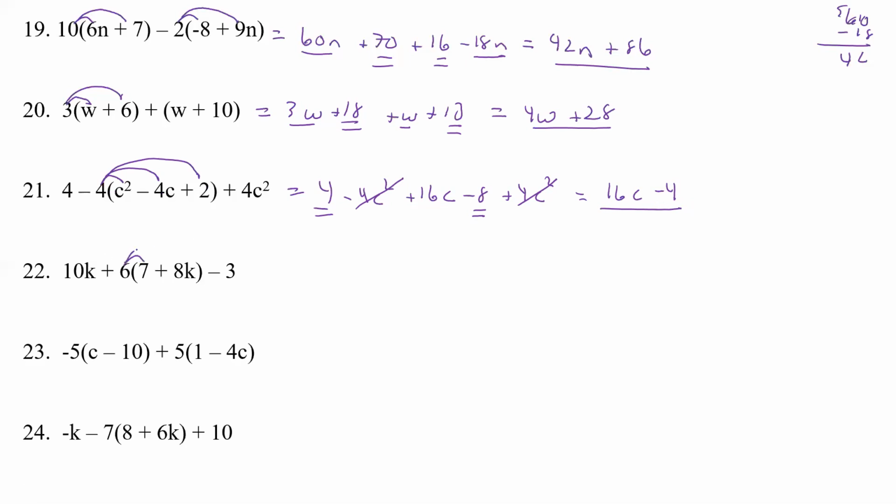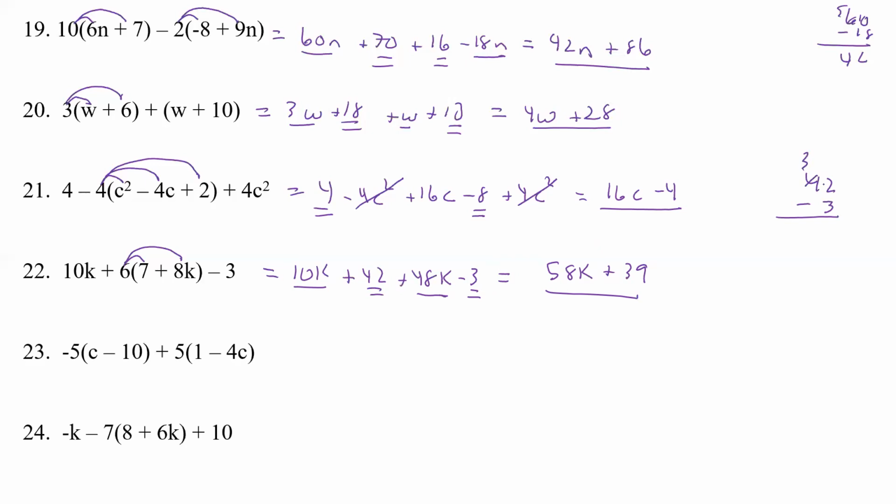All right, what about here? Well, we're going to distribute again. So it's 10k, and then plus 42 plus 48k minus 3. All right, well, we have like term here, like term here, like term here, like term here. 48 plus 10, well, that's 58k. 42 minus 3, well, that looks like it's going to be plus 39. And that should be our answer. And again, if you need to, 42 minus 3, well, we borrow. 9 plus 3 is 12. 3 minus 1 is 3. And so we get 39. So that's how I got that.